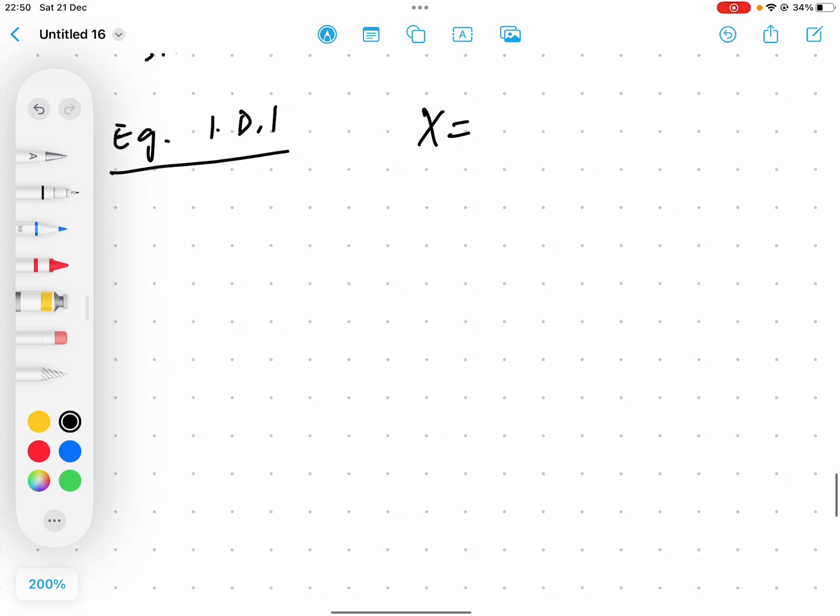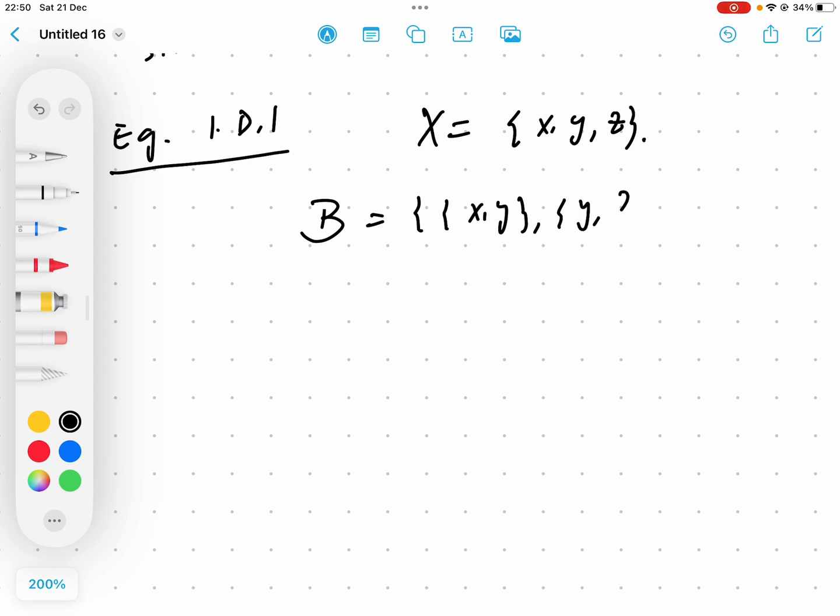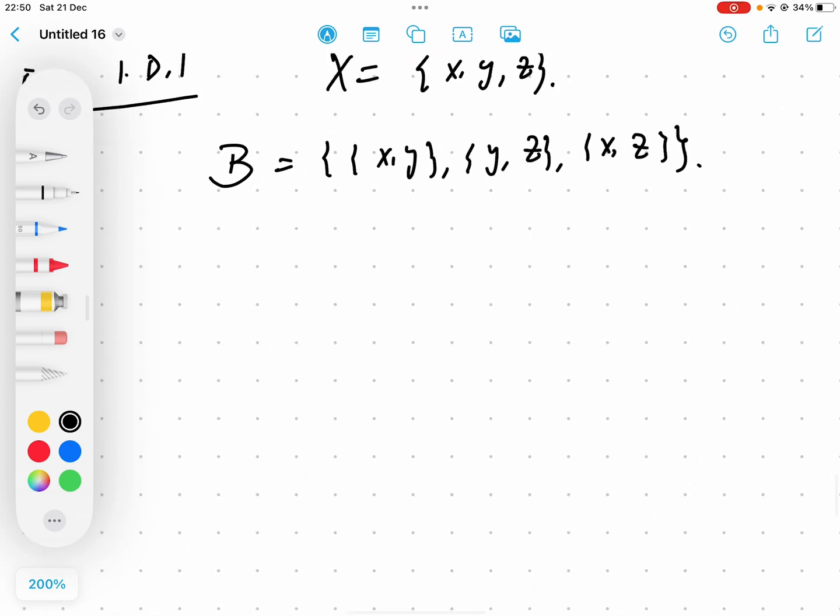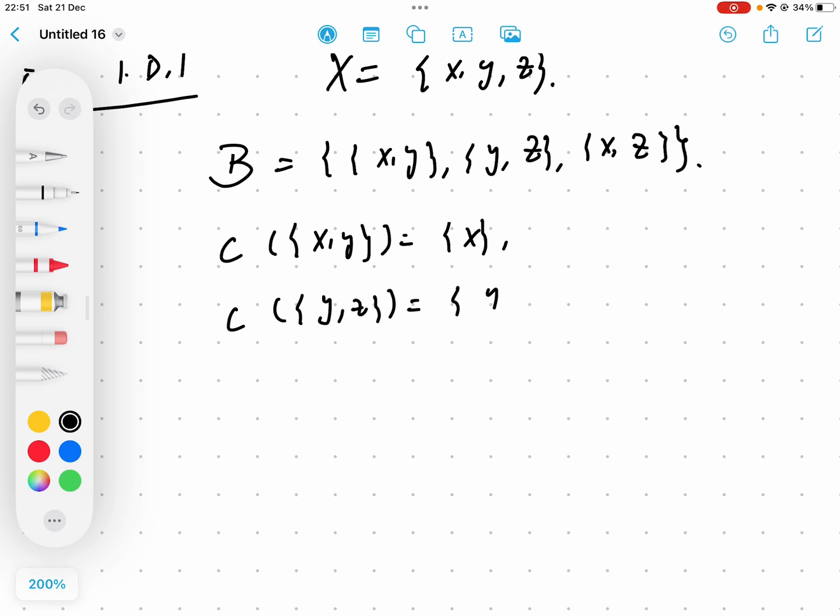Here we have the set of alternatives X to be little x, y, and z. The family of budget sets, calligraphic B, will include xy, yz, and xz. And the choices are such that if the budget set is xy, then this person is choosing x. If y and z, then choosing y. If x and z, then choosing z.